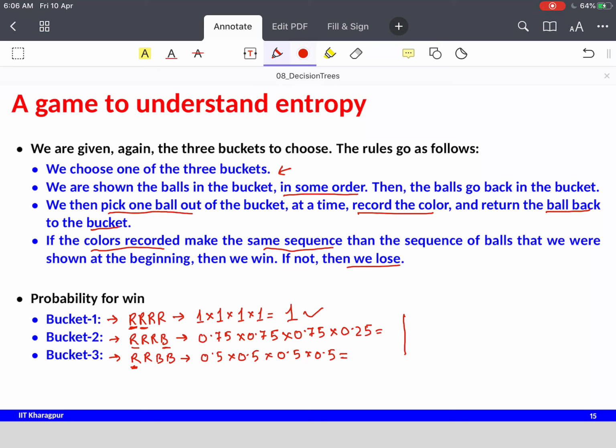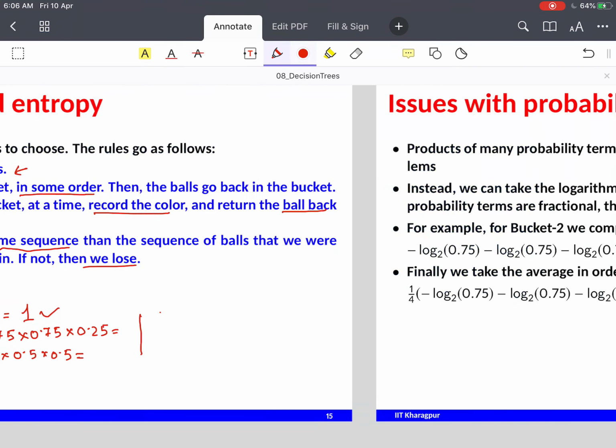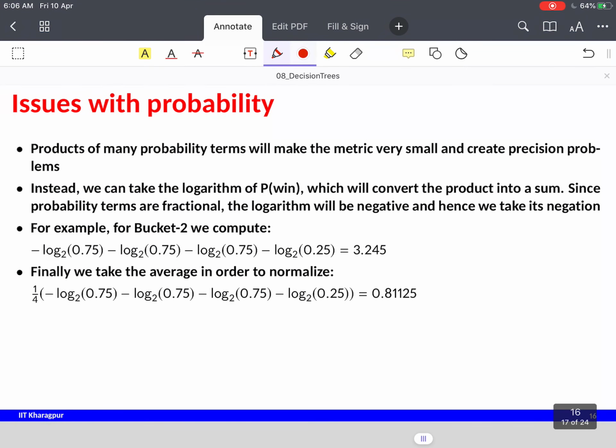Now, one thing to note. In order to find out the best possible bucket, we measure the probabilities. Let's say we have 100 balls here, then this probability will be a multiplication of values which are less than 1 in most situations, because it is a very rare case where the probability will be 1 always. So it will be a product of values which are less than 1.